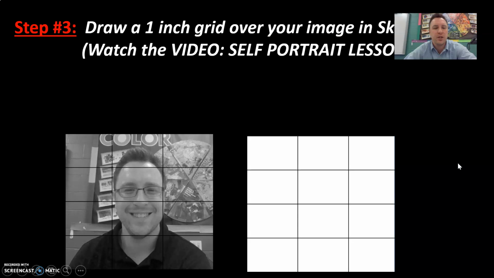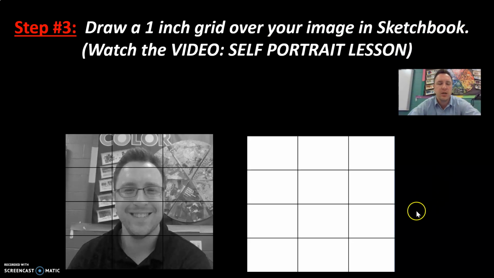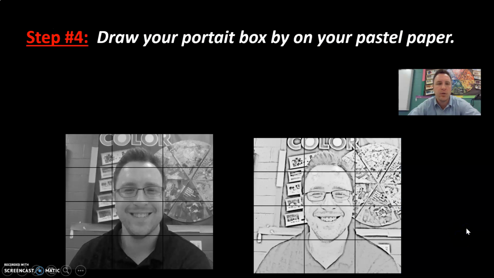So once you've taken your selfie and made it black and white, you'll then draw a 1-inch grid over your image in Sketchbook. Again, you're going to watch the self-portrait lesson video to show you step-by-step how to do that. This is just a quick walkthrough. Step 4, you'll draw your portrait box by box on your pastel paper. Please use that grainy, kind of grayish paper to do this project. If you don't use that paper, the pastel won't be able to blend and smooth very easily.